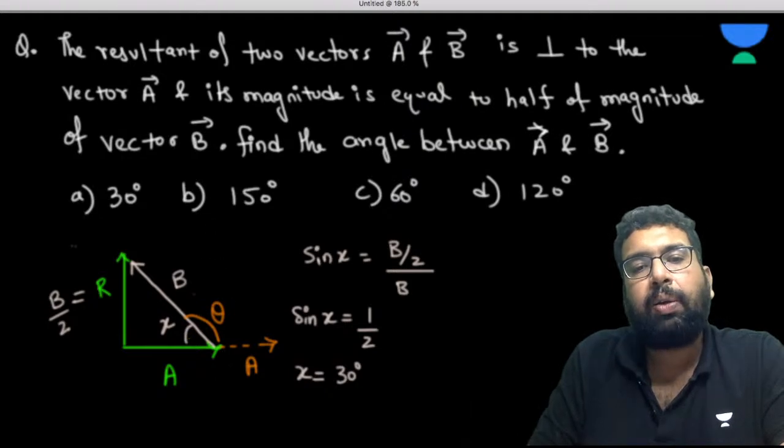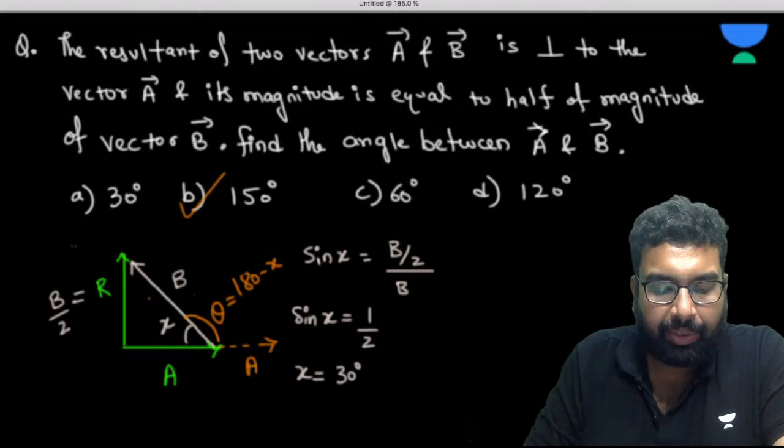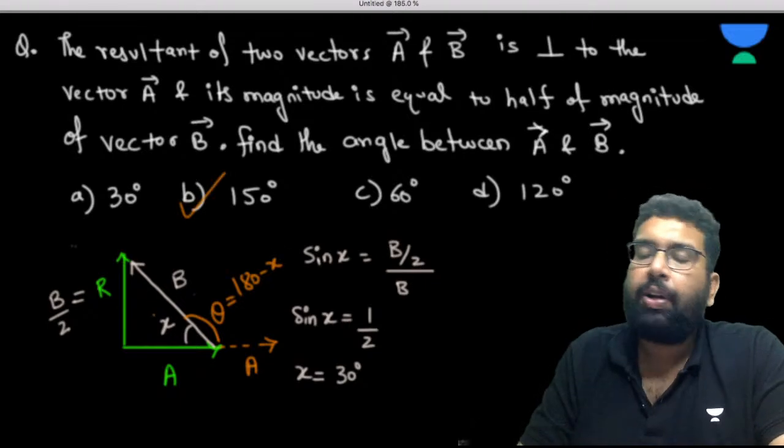So that is going to be 180 minus x. So x is 30. So this has to be 150. Clear? Yes or no? Wonderful, sir.